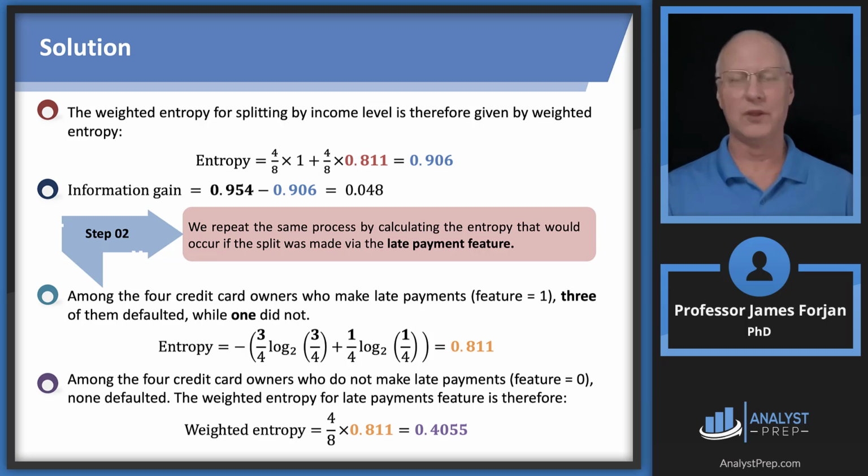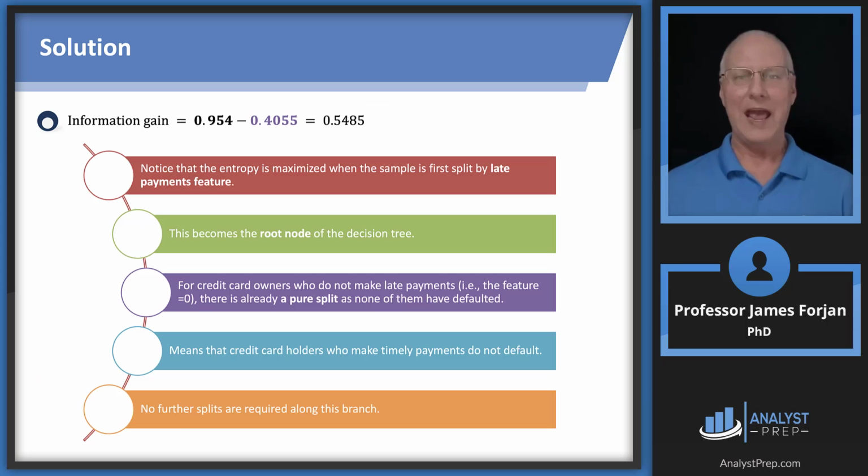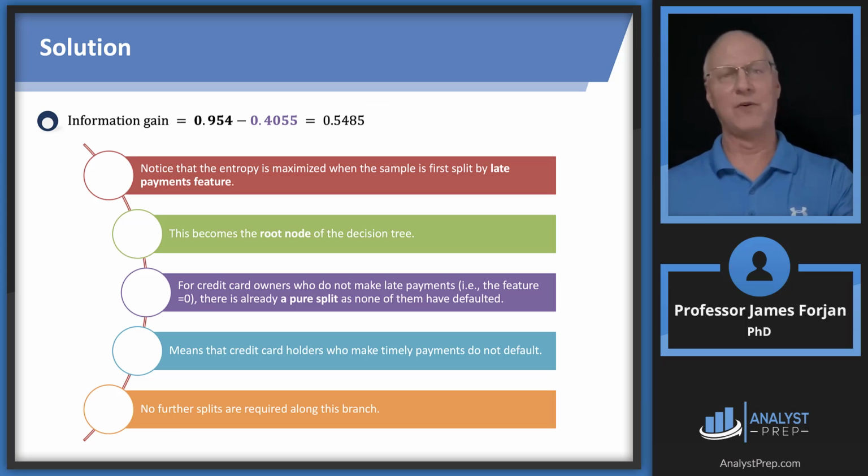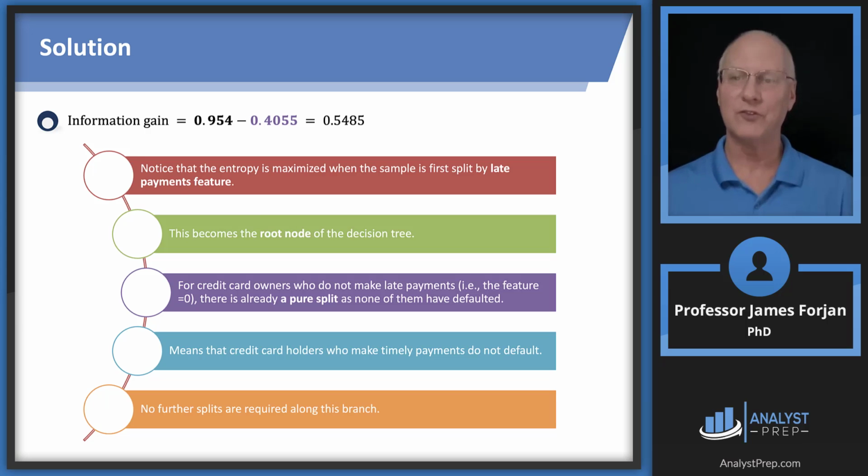So you go through all this stuff that we did before, and you get up at the top information gain 0.954 minus 0.4055. Wow, so that's 0.5485. So look at that first bullet point there. The entropy is maximized when the sample is first split by the late payments feature. Wow, this is going to become the root node of the decision tree, and you'll see that in the next slide.